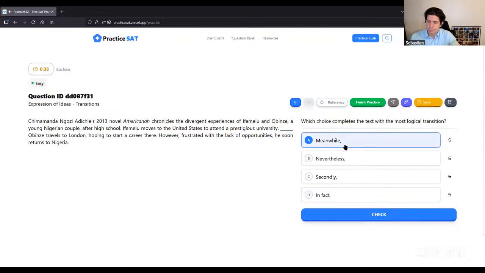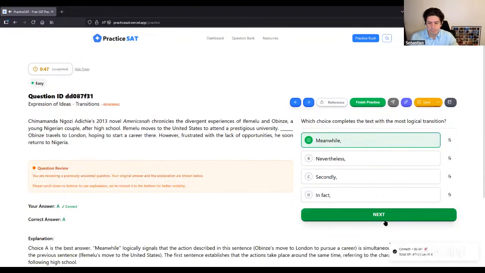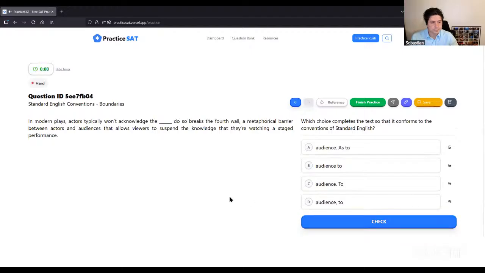I think so. It would be "meanwhile." "Nevertheless" creates a contrast that doesn't exist here. Secondly, it also doesn't go with it because it's not coming off the same point, and it's not in fact, which would be emphasizing something. Great.